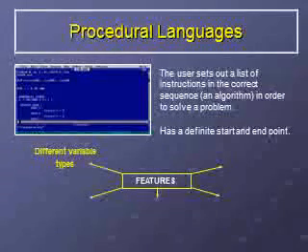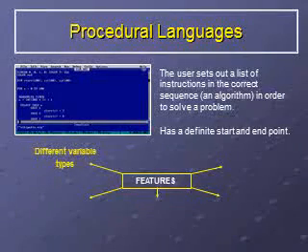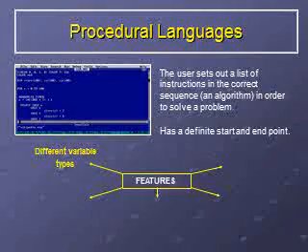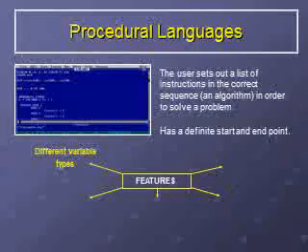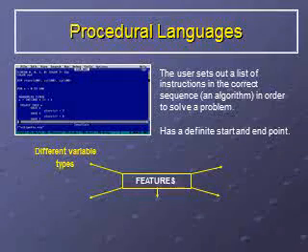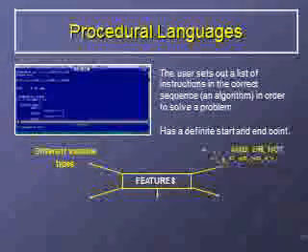And here are some features that you might find in a procedural language. So you've got different variable types like strings, booleans, integers, singles. It's not to say that event-driven languages don't have different variable types, they do, but declarative languages don't have different variable types, so it's a feature to look out for if you're trying to identify which of the three languages you are looking at in the exam.